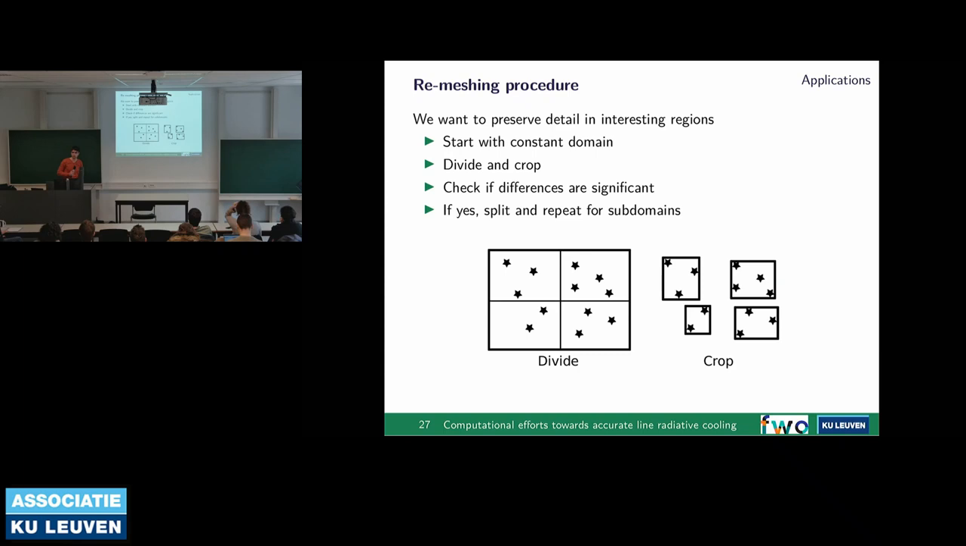First, I make the simple assumption that I can replace my entire simulation with one box, with constant everything. Well, that obviously doesn't work, so we split the box into pieces. And then we check for each of the pieces, are the differences in these regions significant? If yes, we need to split the boxes again and again, recursively. And that method works. So let's check out the results.